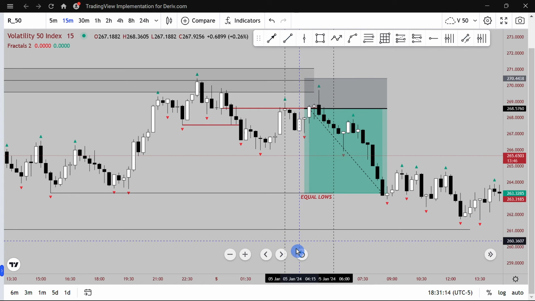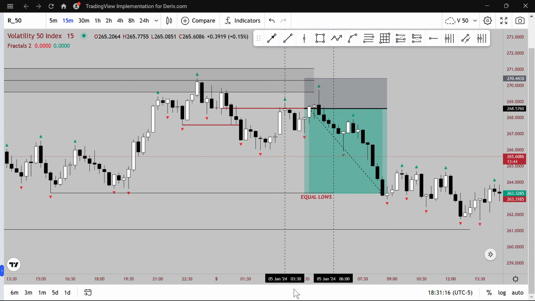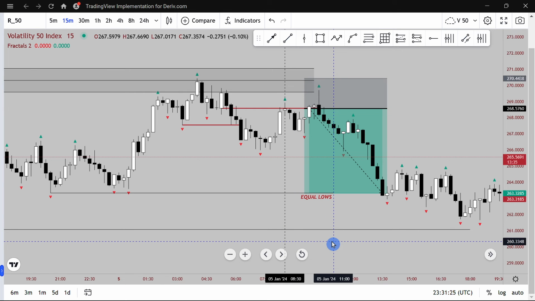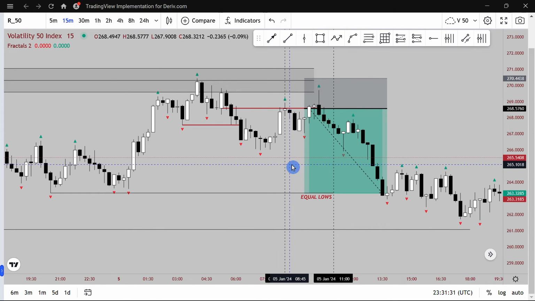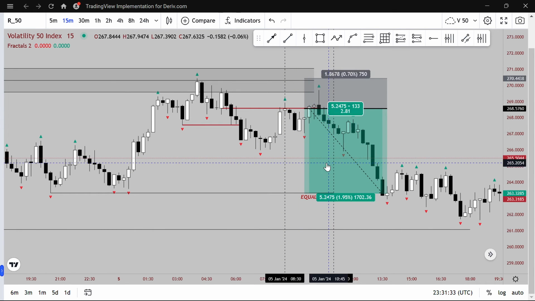That's my morning Killzone. That's when I look for my morning setups. 3:30 to 6 a.m. New York time. If you want it in London time, then it will be 8:30 to 11 a.m. London time. Okay, that's where I look for my morning setups. My morning Killzone is this time interval.